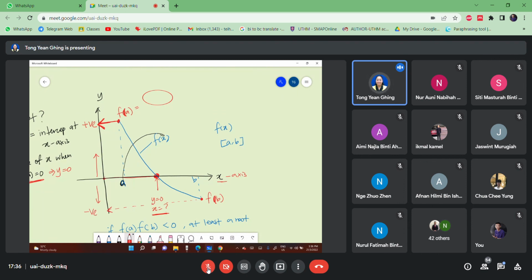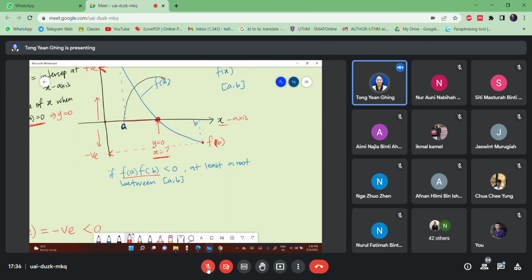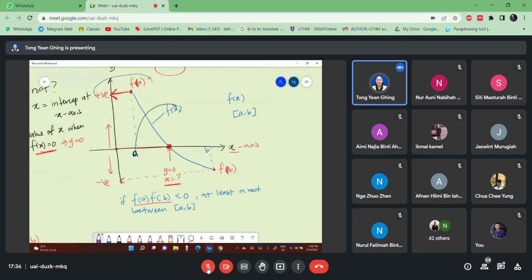Because this theorem says, when FA times FB, if you look at this graph, FA is positive and FB is negative. Positive multiplied by negative will become negative, right? So for sure, this is less than 0. So within the interval A to B, it is guaranteed that there is at least one root in this interval.